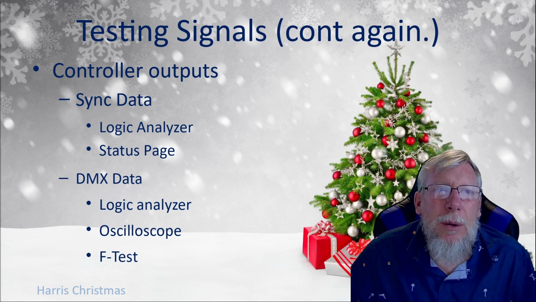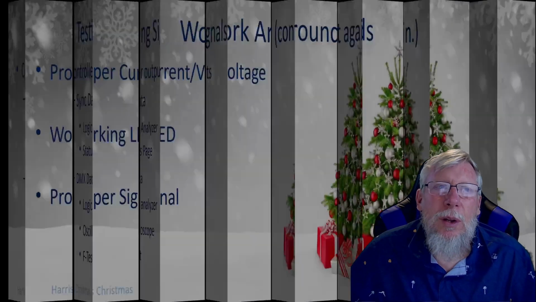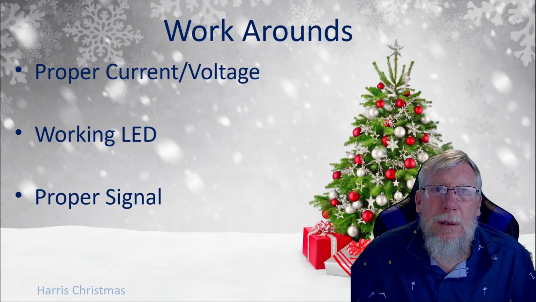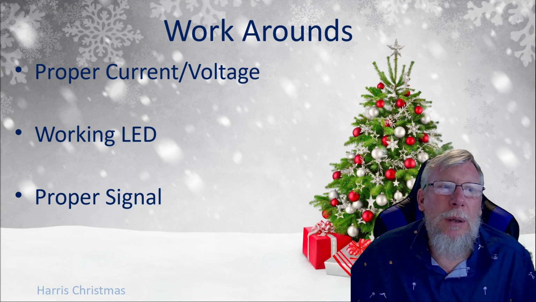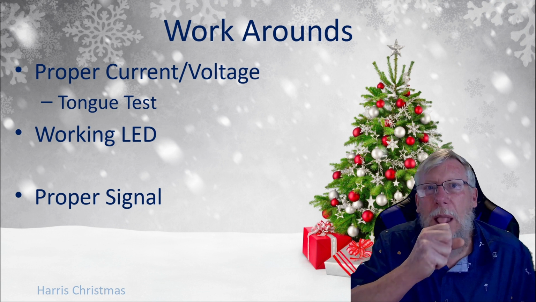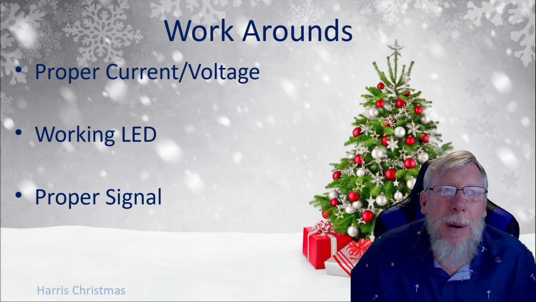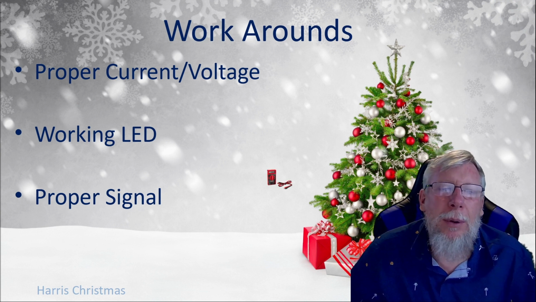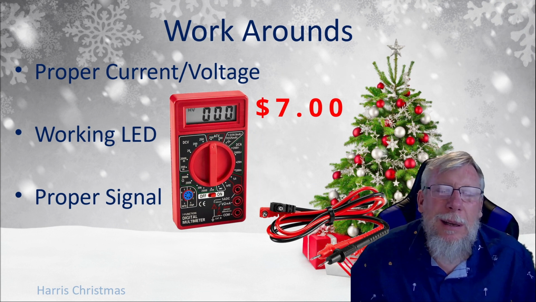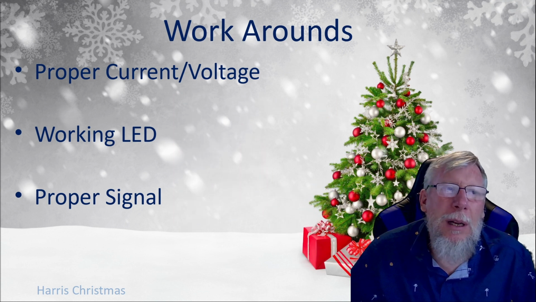So say we don't have an F-test or any of this other fancy equipment. Then what do we do? Well, there's workarounds. There's always ways that you can figure out what's going on without any of this test equipment. So for proper current and voltage, what you do is a tongue test. Stick your tongue on it like you do a 9-volt battery. No, don't do that. Really, for the proper current and voltage, you have to have a proper test tool. A voltmeter in this hobby is almost an essential. You need to get a voltmeter.